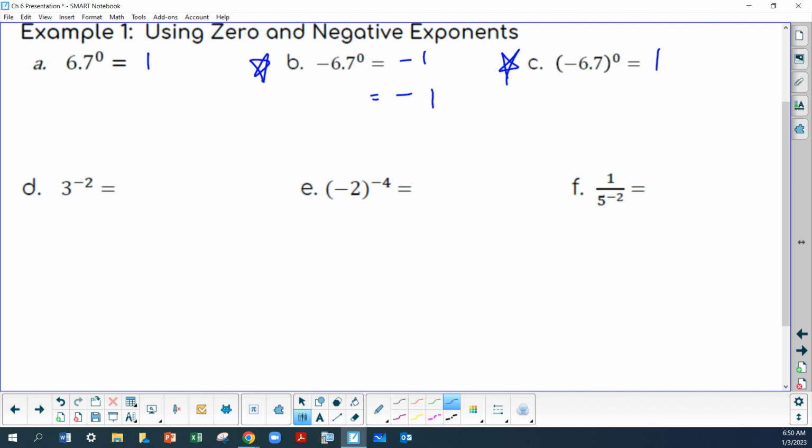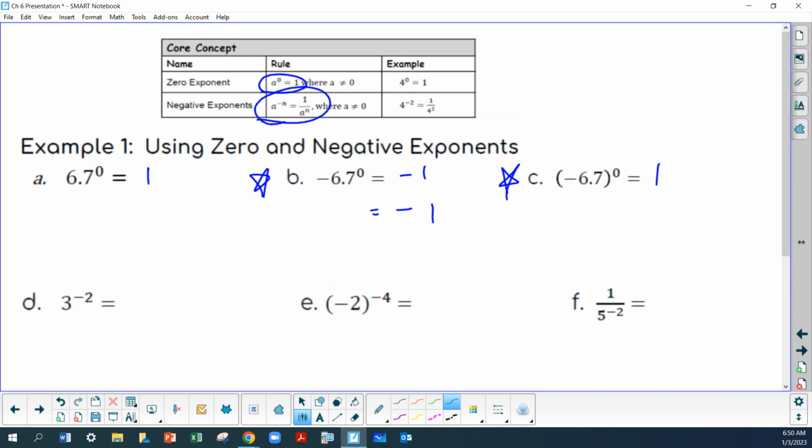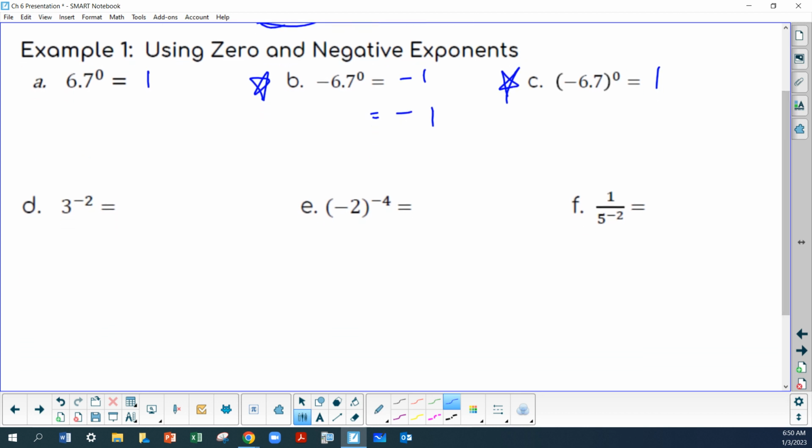D, we go to this concept of the negative exponent, and it makes it go down below. So this 3 with the negative exponent will become 1 over 3 to the positive 2. The negative is what forces this argument to go down below. And then, of course, I can do 3 squared, which is 9.